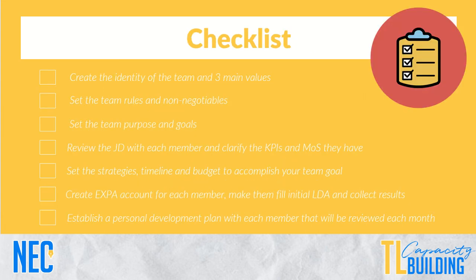Some checklists so that you don't forget anything that we talked about today. Create the identity of the team and your 3 main values. Pick 3 so that it's very concise and rememberable. Set the team rules and the non-negotiables. Set the team purpose and the goals. Review the JD of each member and clarify the key performance indicators and measures of success. Set the strategies, timeline, and budget. Create the expat accounts for each member and make them fill the LDA and collect those results. And establish a personal development goal for each one of your members.